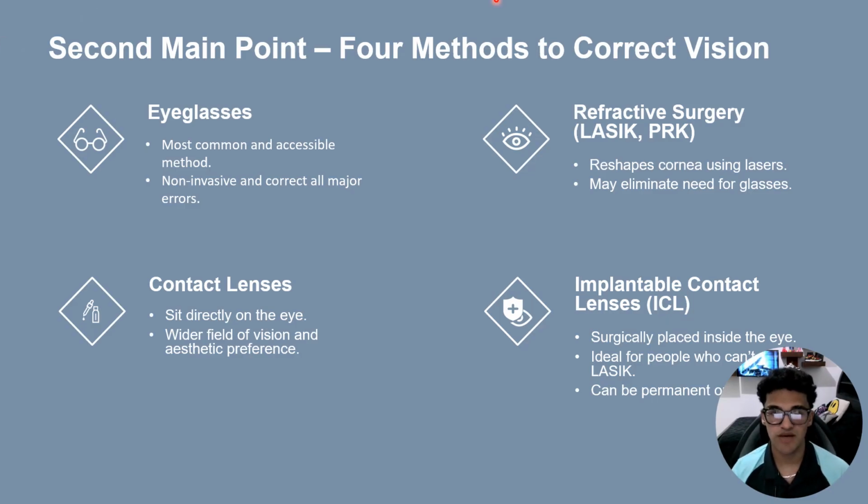The second point I will discuss is the different methods used to correct vision problems. The first method is eyeglasses. Eyeglasses are the most common solution. They are easy to use, non-invasive, and available for all types of refractive errors.